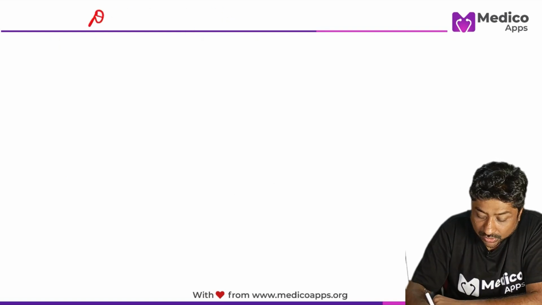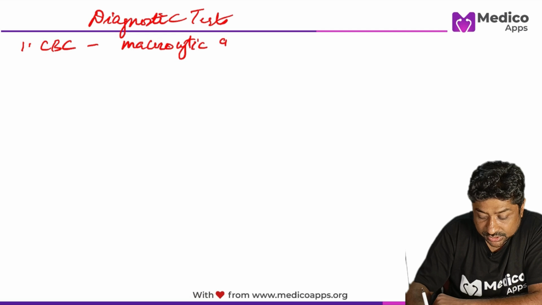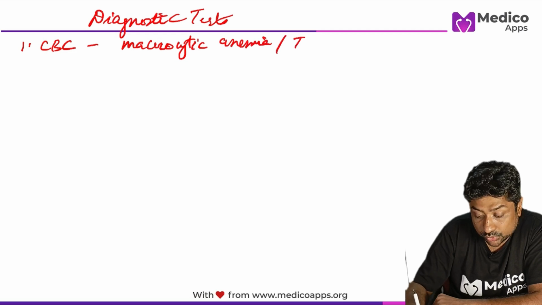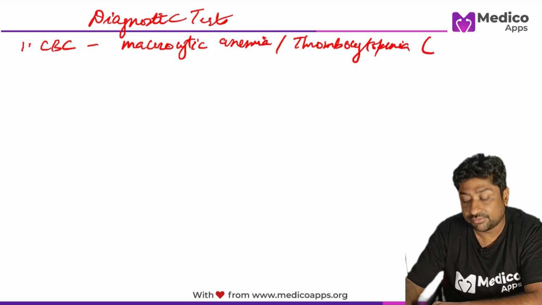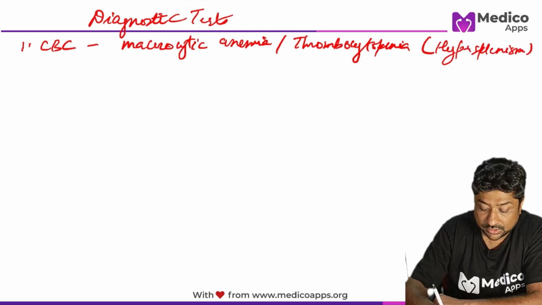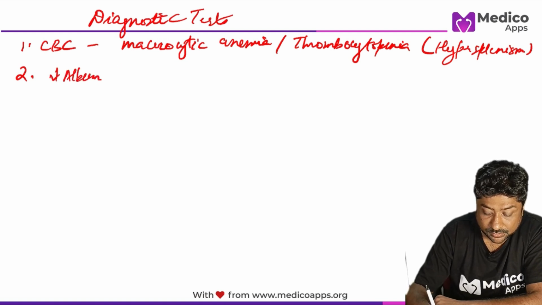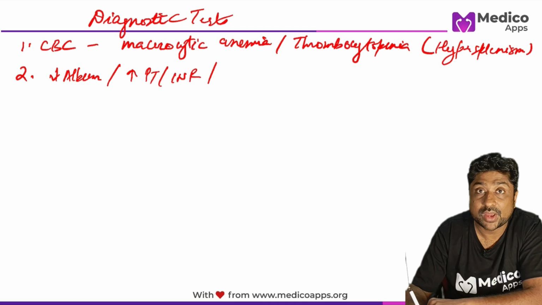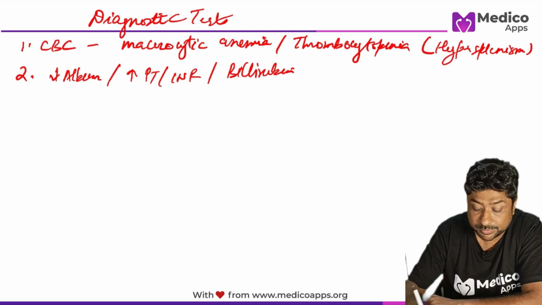Let's quickly look at the diagnostic tests and findings. If you do a CBC, you will have macrocytic anemia and also thrombocytopenia. So why is there thrombocytopenia? Because in alcoholic liver disease, you will have hypersplenism. You can also have decreased albumin, increased PT/INR, and you can also have raised bilirubin.